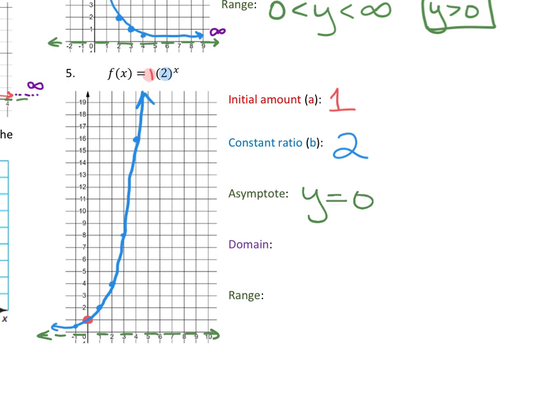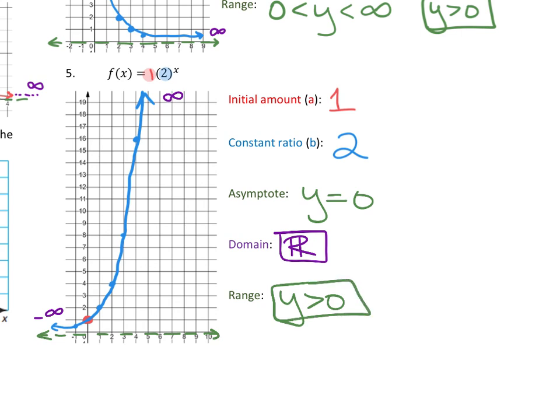Again, because the domain extends from negative infinity on the left to infinity on the right, my domain is going to be all real numbers. And my range is going to be all the y's greater than 0, since it has that horizontal asymptote here at 0 and extends forever and ever up to infinity at the top.